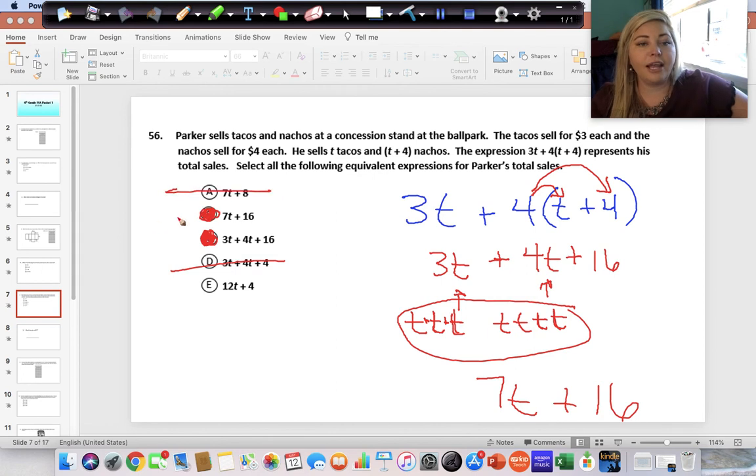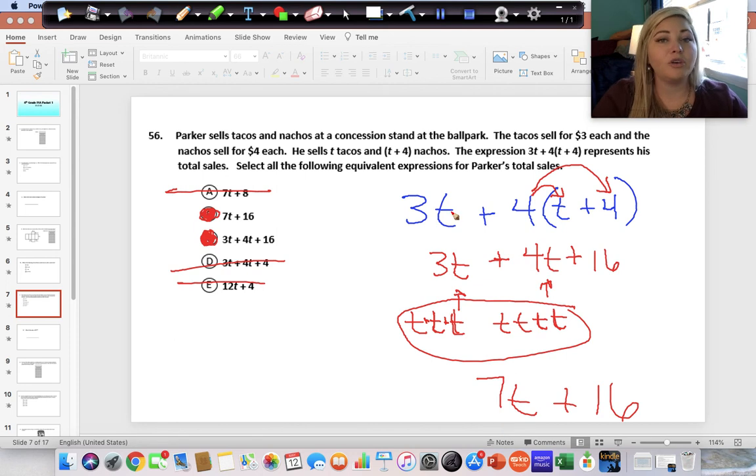So that is not A because A says plus 8, not plus 16. And it is not E because 12t and 7t are not the same thing, and 4 and 16 are not the same thing. So your answer choices are just B and C.